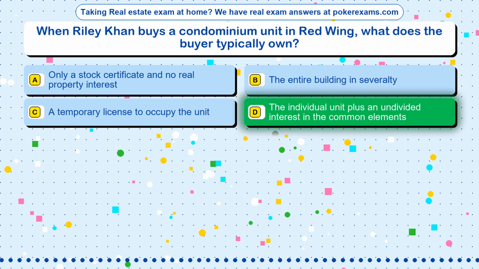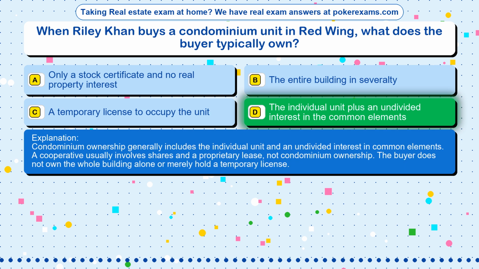The correct answer is option D. The individual unit plus an undivided interest in the common elements. Condominium ownership generally includes the individual unit and an undivided interest in common elements. A cooperative usually involves shares and a proprietary lease, not condominium ownership. The buyer does not own the whole building alone or merely hold a temporary license.